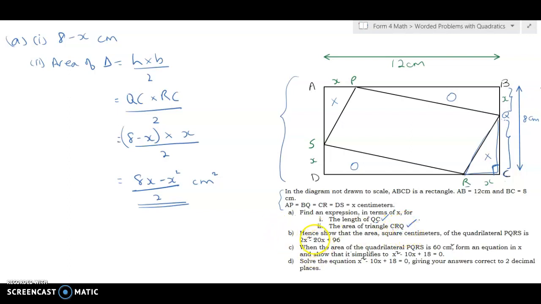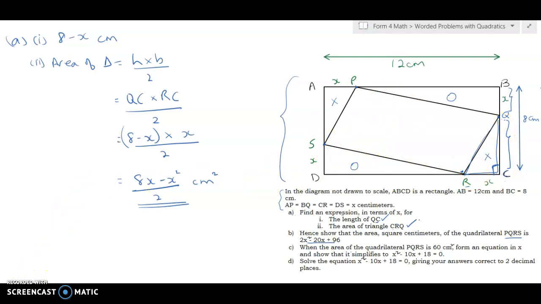Nice. Now let's move on to part B. They say, hence show that the area in square centimeters of the quadrilateral PQRS is this. Now, again, identify where is PQRS. That's here. P, Q, R, and S. That's the inner shape. So actually, this needs a little more.